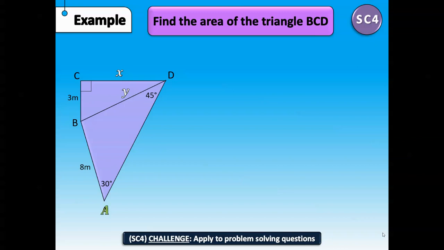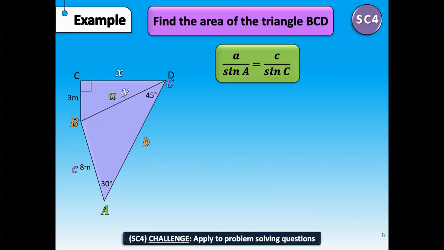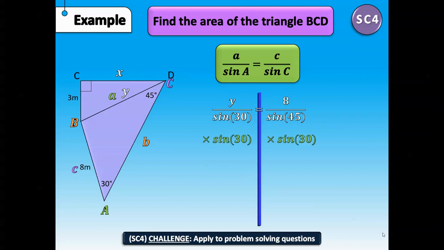So if I label up my triangle, and I want to find the side y. So I use a over sine a equals c over sine c, and substitute in my values. Then I need to get rid of sine 30, so I times both sides by sine 30, and type that into my calculator to get y. The y is 4 root 2.